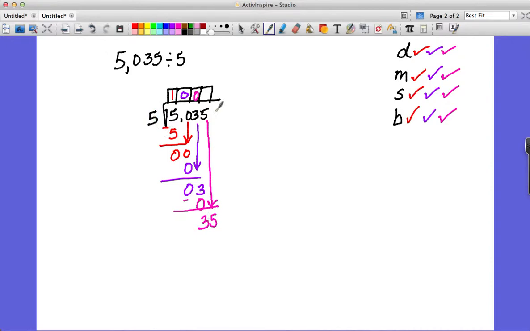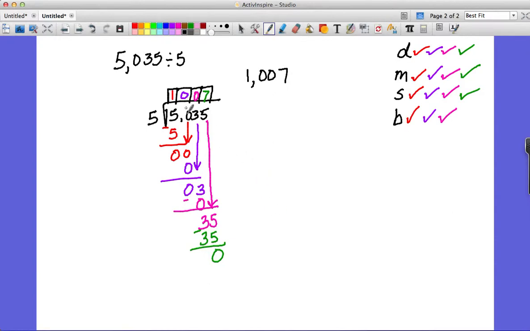So 5 goes into 35 7 times. 7 times 5 is 35. That's my multiply. 35 minus 35 is 0. And I don't have any left, and I have 0 as a remainder, so I can stop there. And I know that my answer is 1007.